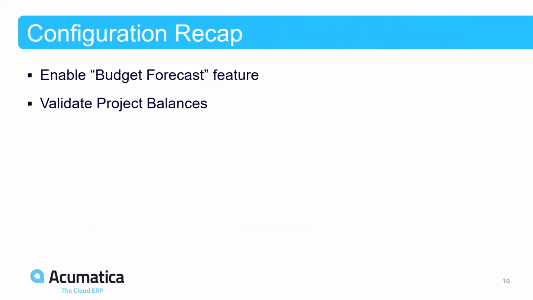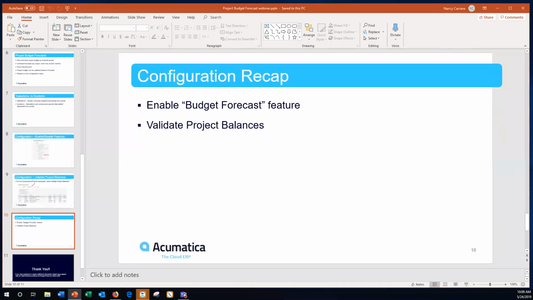As you can see, the configuration required for project budget forecasts is quite minimal. You simply enable the feature and then run Validate Project Balances. Let's jump into Acumatica and take a look at this feature.